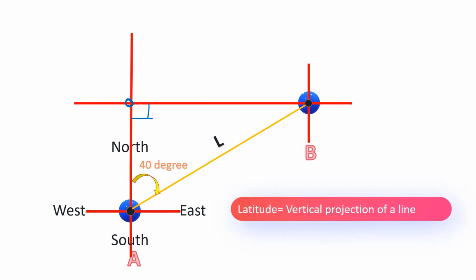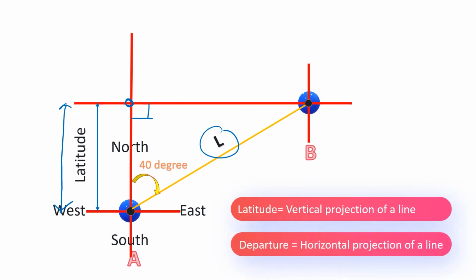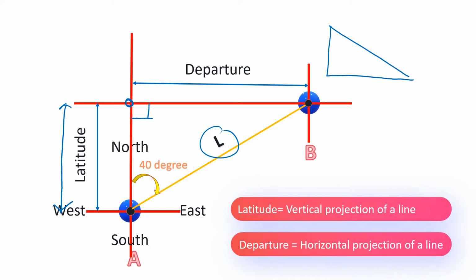So latitude of a line is the vertical projection of a line. This is the line and its length is L. So this length is called the latitude, which is the vertical projection of a line, and this is called the departure, which is the horizontal projection of a line. So these are the latitude and departure of a line. Every line will have a latitude and a departure.